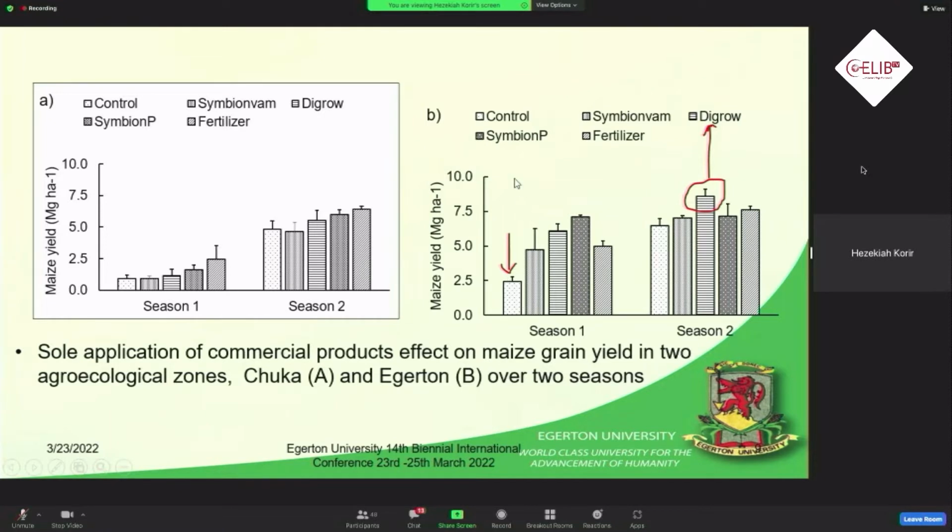So we see clearly that, for example, during season 1, the control yielded much less than the application of these products. And especially when we look at the Symbion P yielding more maize than the other. The same in the second season. We find that during the second season, the same was true, showing that when we apply these products, it's able to increase the yields of the maize.